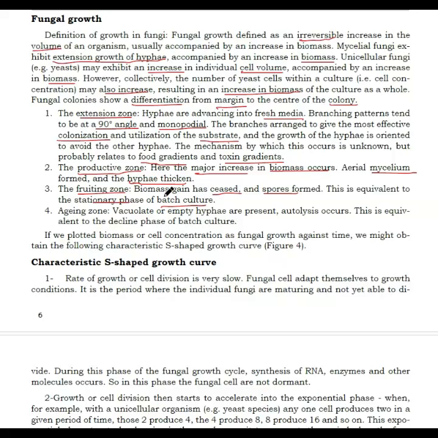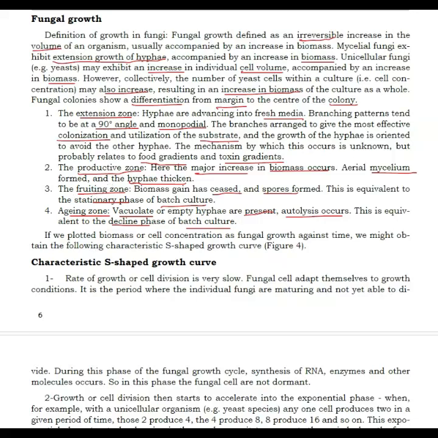What is the aging zone? The aging zone is where vacuolated or empty hyphae are present. Autolysis will occur, which is self-degradation. This is equivalent to the decline phase of the batch culture. So the aging zone is the decline phase, and the fruiting zone is the stationary phase, right?